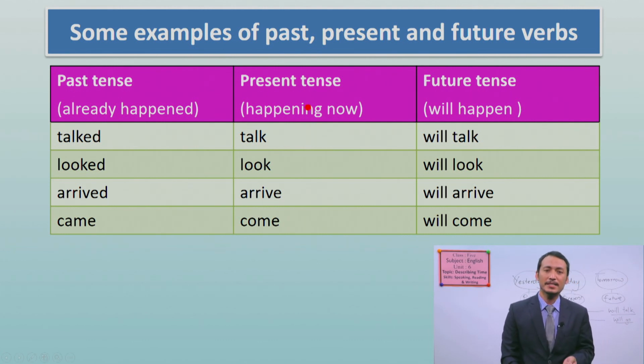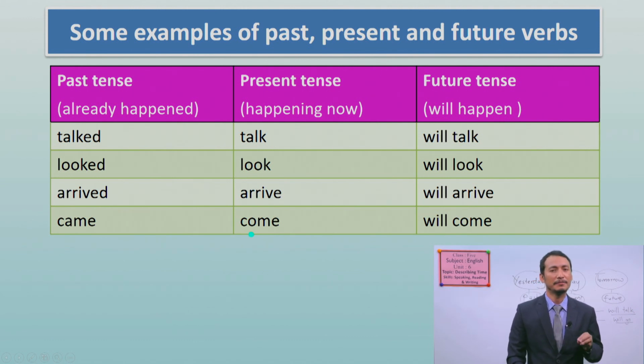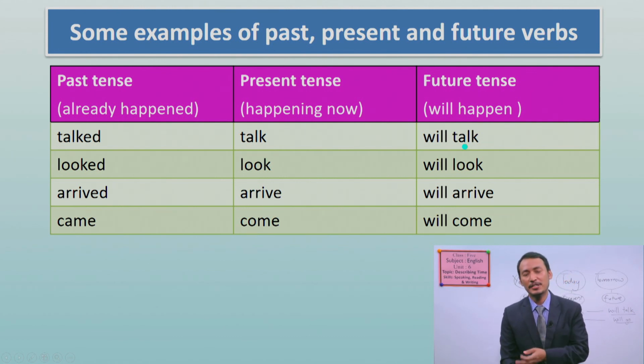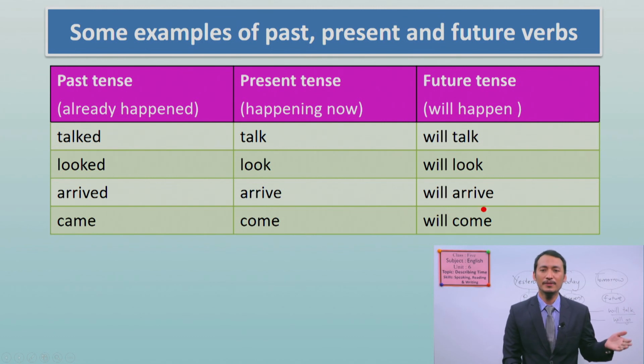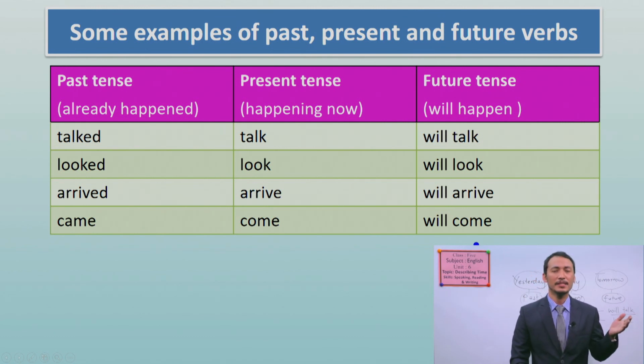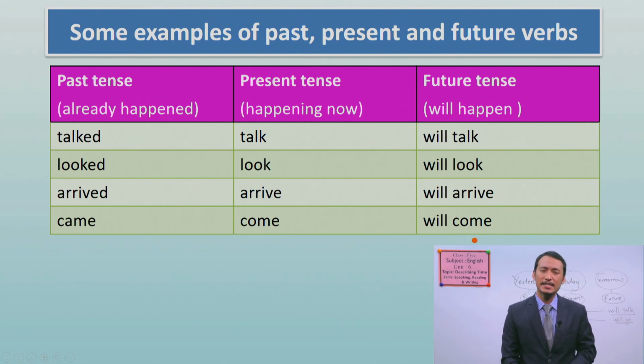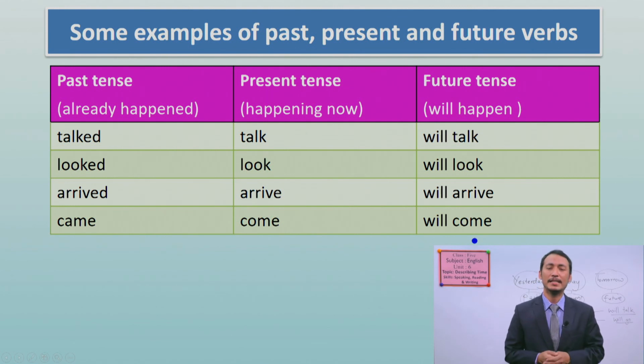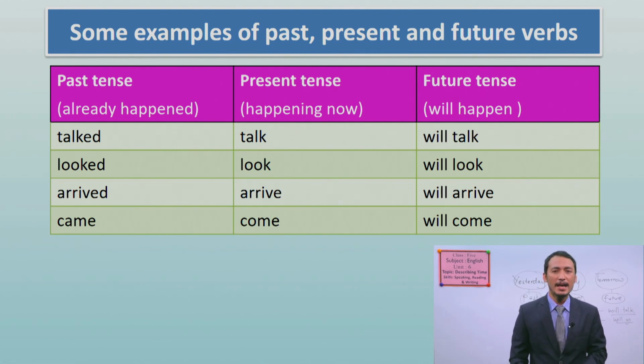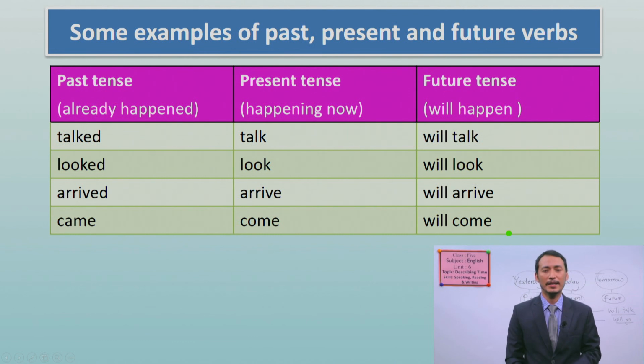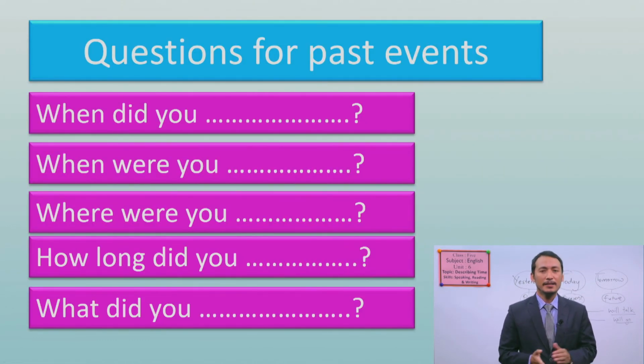For present tense, happening now, you can say I talk, I look, I arrive, I come. And for future, you can say I will talk, I will look, I will go, I will arrive, I will come. Likewise, you have more other lists of verbs you can ask or look for in your book. Let's see the questions, how you can ask, okay?